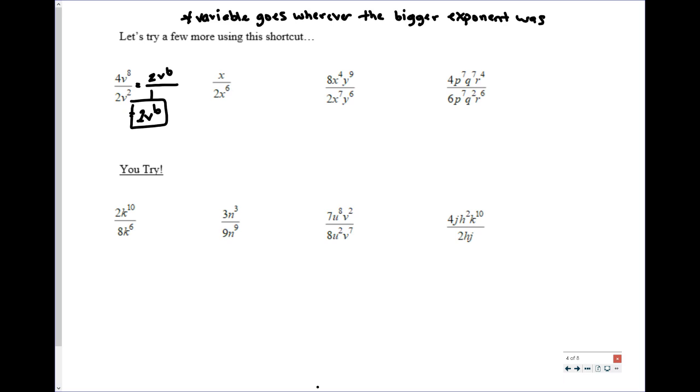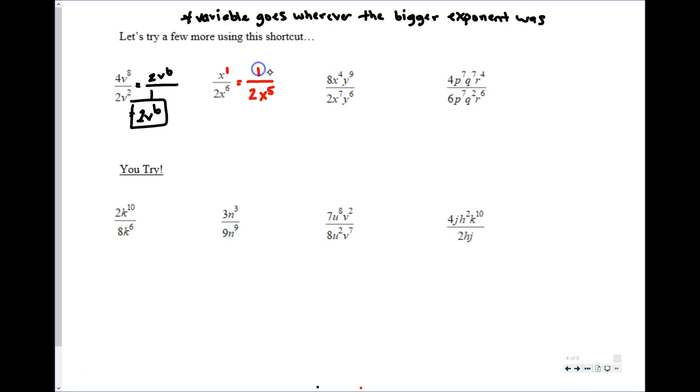Alright, number 2. I've got x over x to the 6, 2x to the 6. I'm going to write my 1 in, draw my line. So the 2 doesn't simplify with anything. There's nothing for it to simplify, so it stays in the bottom. And then 6 minus 1 is 5, but the 6 is bigger, so the 5 is going to go on the bottom. There's nothing up top, right?